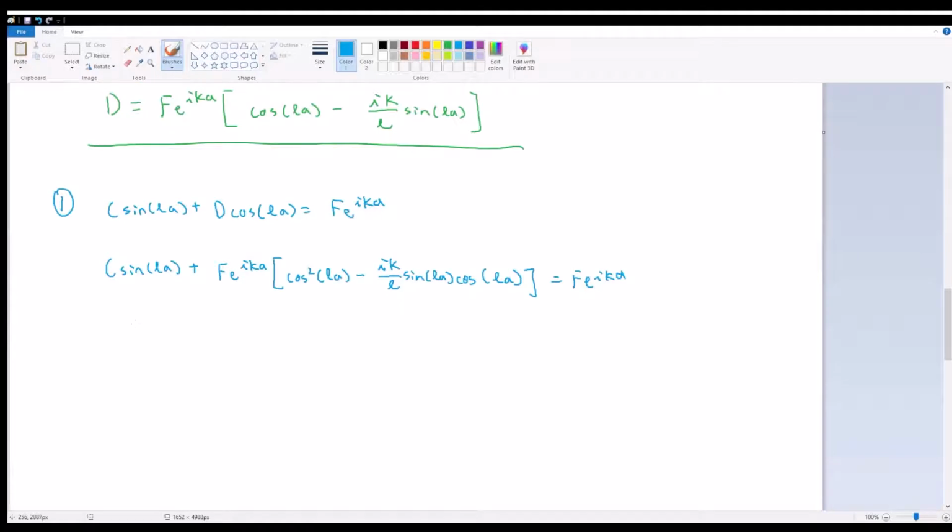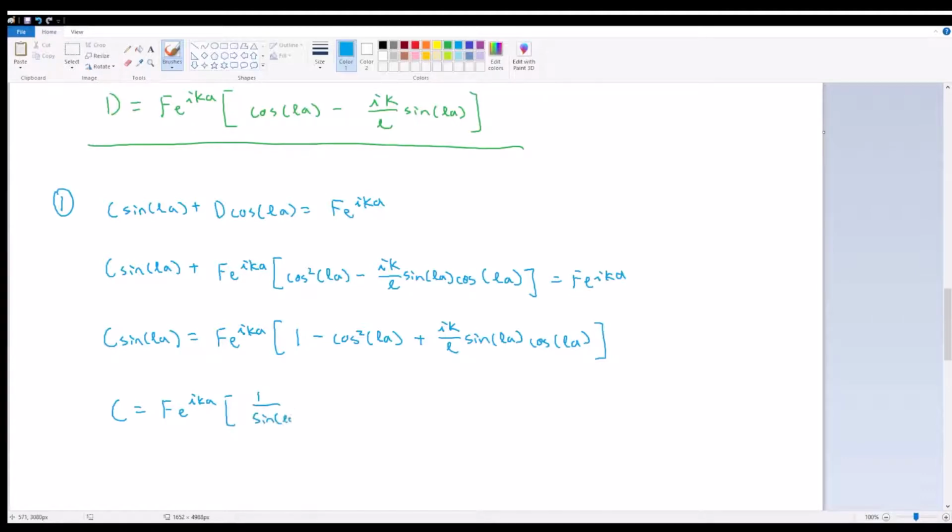If we then isolate C, then we have C sine LA is equal to F e to the IKA times 1 minus cosine squared LA plus IK over L sine LA cosine LA. And from here, I divide everything by sine, so C is equal to F e to the IKA times 1 over sine LA minus cosine squared LA over sine LA plus IK over L cosine LA.